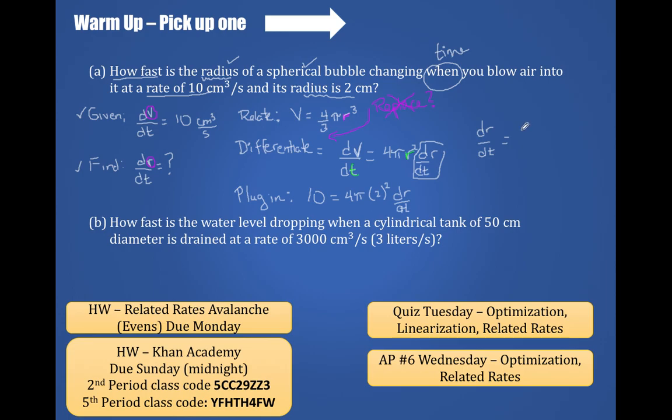So what is that? 10 divided by 16 pi, which is approximately 0.198 centimeters. A radius is not cubed or squared, right? A radius is only linear. 0.198 centimeters per second.